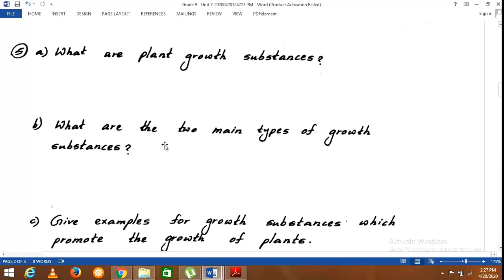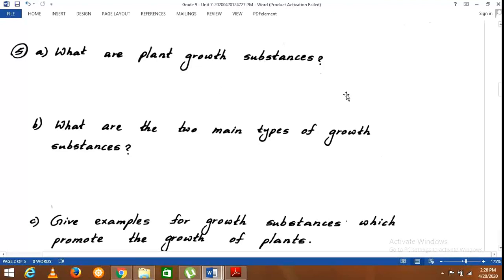Then, what are the two main types of growth substances? There are certain plant growth substances which will promote the growth of the plant, and some other growth substances will inhibit the growth of the plant. So two types of growth substances are growth substances which promote the growth of the plant, and second type, growth substances which inhibit the growth of the plant. Promoting the growth means it will allow the growth of the plant. Inhibit means it will avoid the growth of the plant.